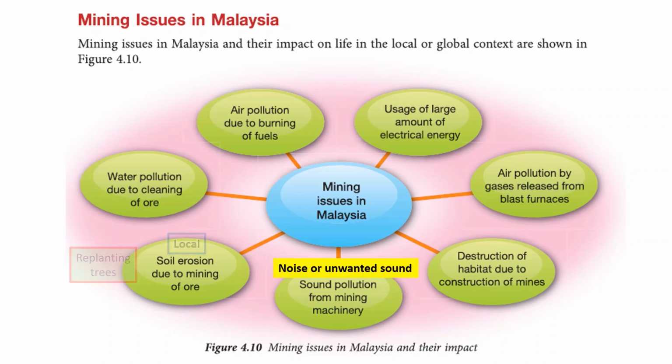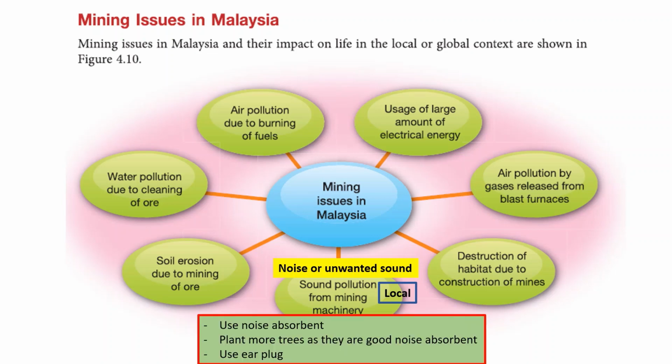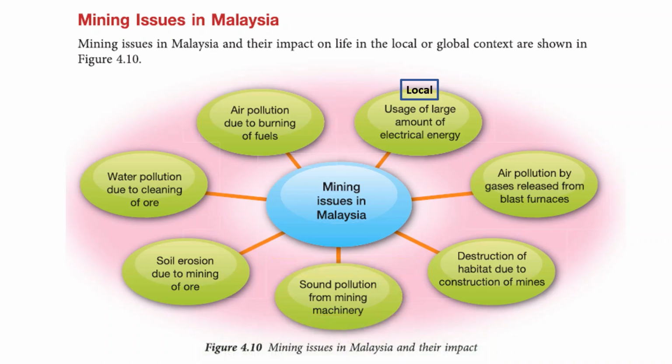Sound pollution is noise or unwanted sound, an example of local context. Sound pollution comes from mining machinery. To reduce or prevent the pollution, use noise absorbents, plant more trees as they are good noise absorbents, or for workers, use earplugs. Usage of a large amount of electrical energy is an example of local context, and destruction of habitat due to construction of mines is also an example of local context.